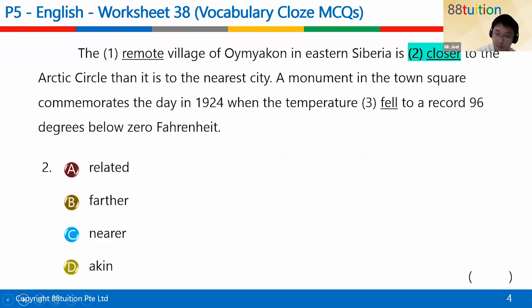Question 2. All right, the remote village of Oymyakon in eastern Siberia is closer to the Arctic Circle than it is to the nearest city. Wow, that is how isolated that place is. Okay, just for a little bit of geography going on over here, I like to intersperse my lessons with a little bit of extra knowledge, a bit of geography here, a bit of science here and there, right?